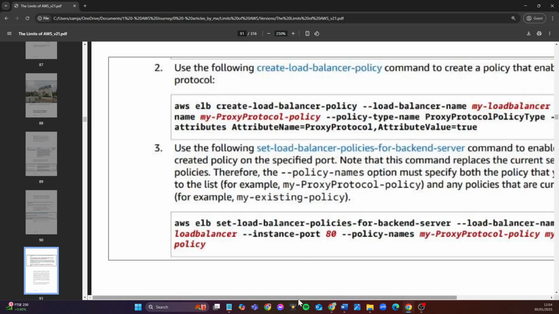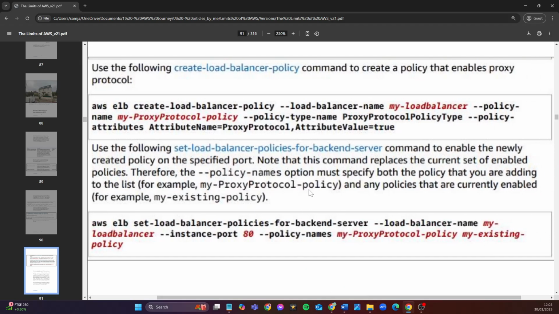3. Use the following set load balancer policies for backend server command. What a lengthy command to enable the newly created policy on the specified port. So look, we have to create the policy and then we have this second command to get it going. Note that this command replaces the current set of enabled policies. Therefore, the --policy-names option must specify both the policy that you are adding to the list and any policies that are currently enabled. For example, my existing policy. Again, the command replaces the current set of policies.